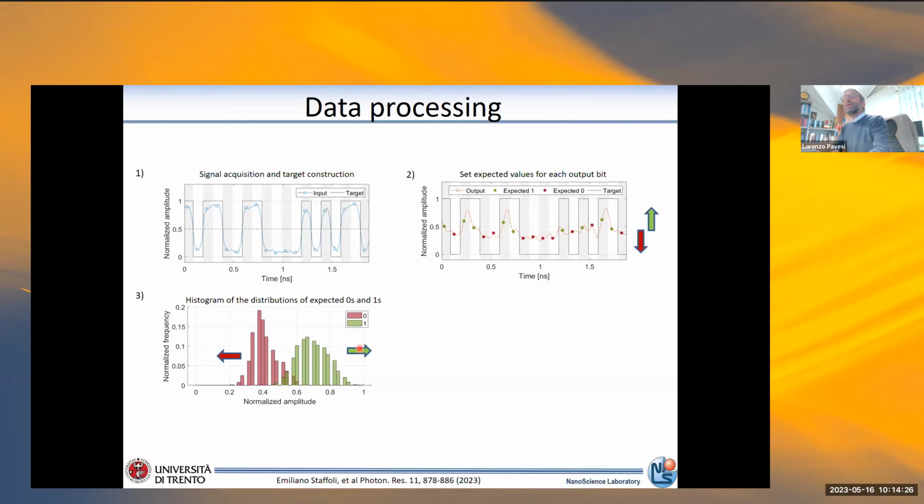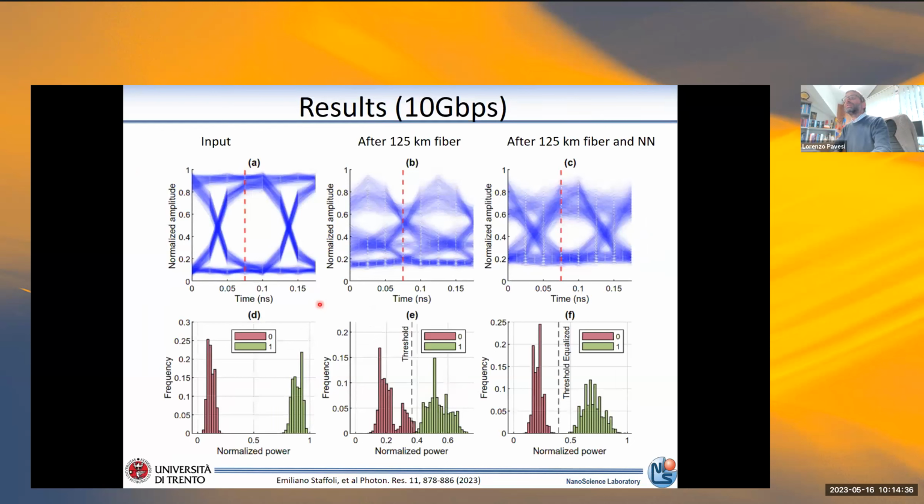And so we run the network, we teach the network to do this recovering from the chromatic dispersion, and these are the results. The data rate was 10 gigabit per second, the fiber was 125 kilometers long, and this is the eye diagram for the input light. These are the histograms of zeros and ones from the input light.